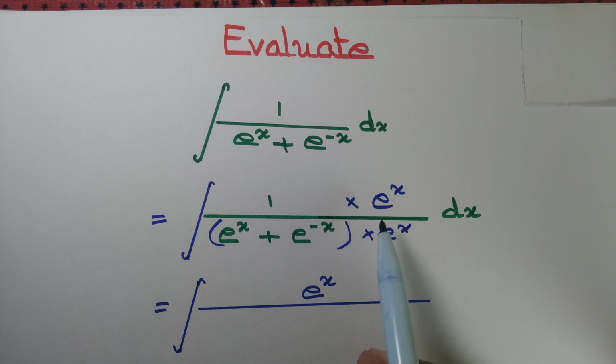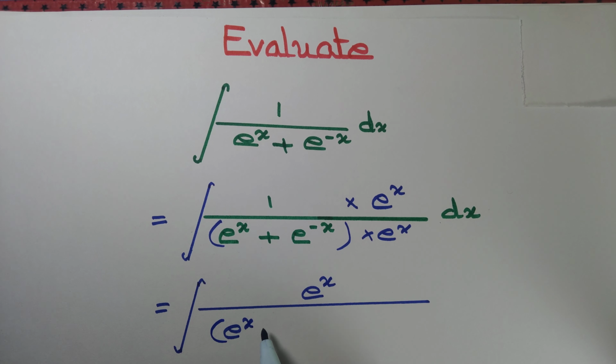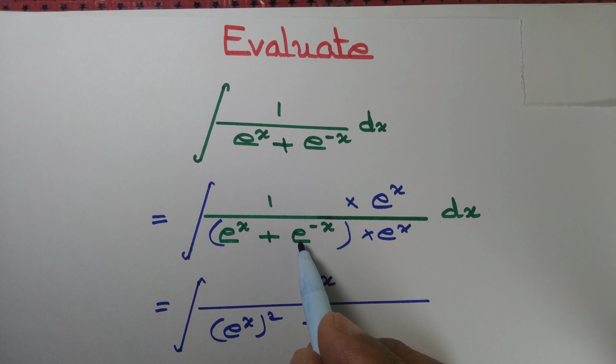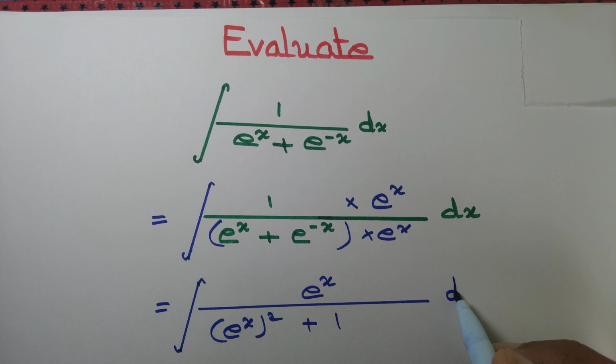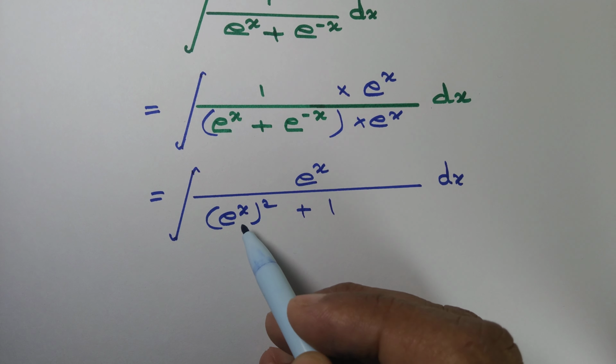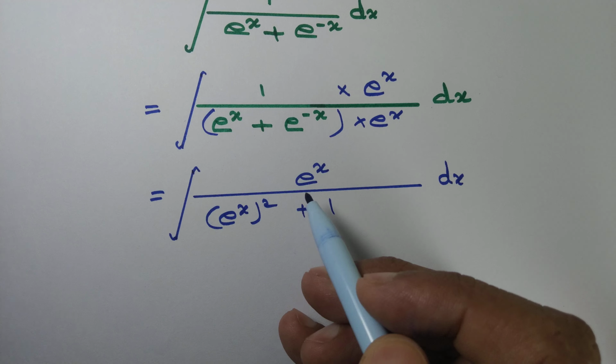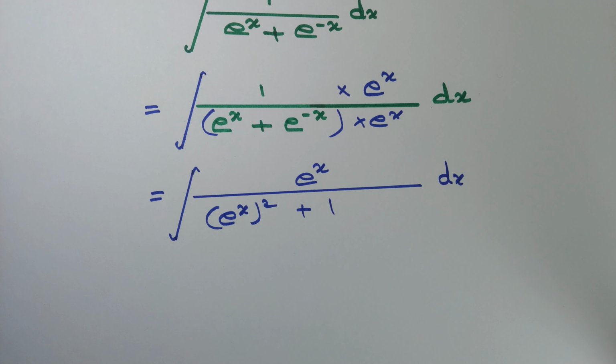1 into e to the power x is e to the power x. E to the power x into e to the power x is e to the power x, whole thing square. E to the power minus x into e to the power x is just 1. Dx as it is. Now as we said earlier, we have some term in denominator such that derivative of that term is equal to numerator. Do we have? Yes.